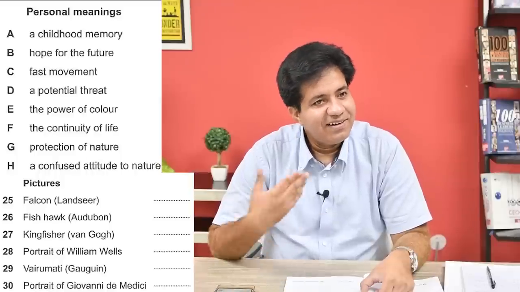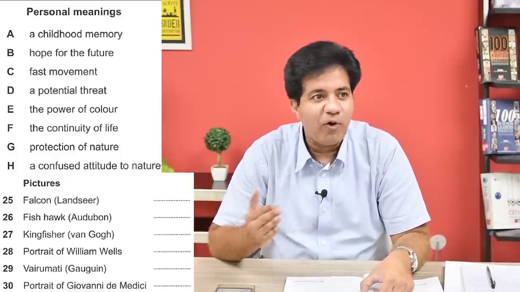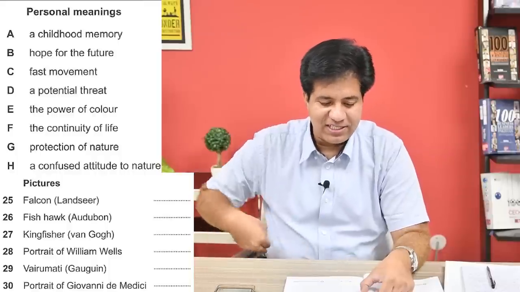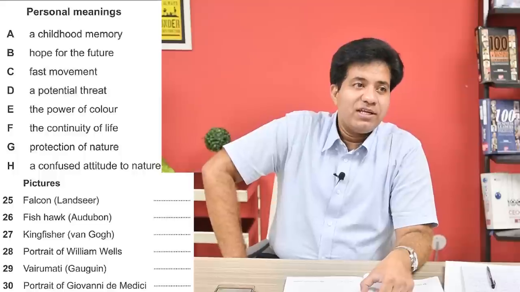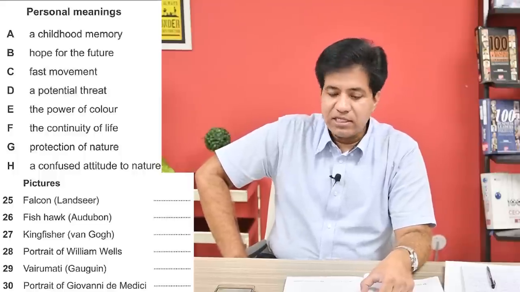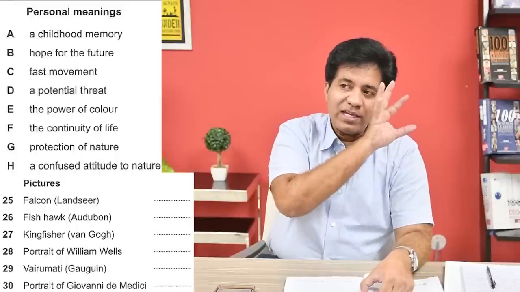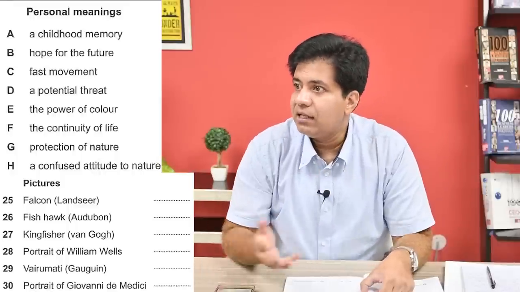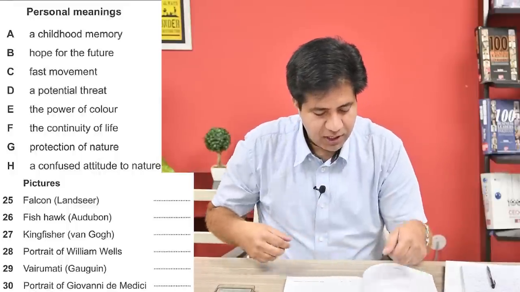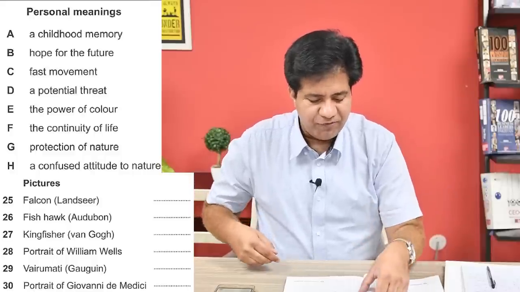Sure. Okay. When I was little and walking and all that, so it is A, childhood memory. When I was little and all that. Good. See, IELTS will become a piece of cake if you approach IELTS like this. Otherwise, you'll always be confused. Question number 28, portrait of William Wells.